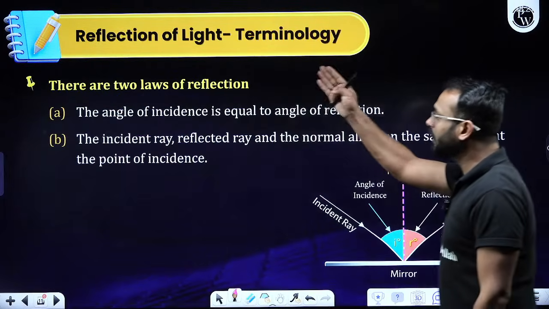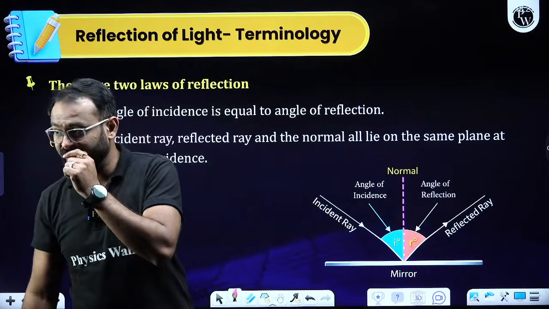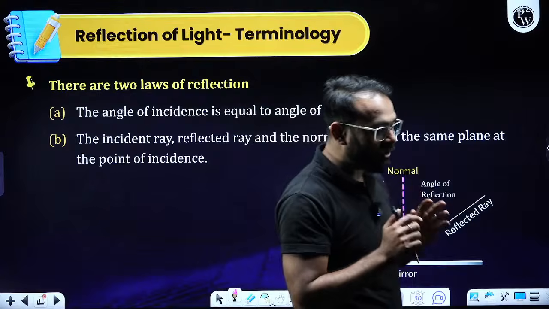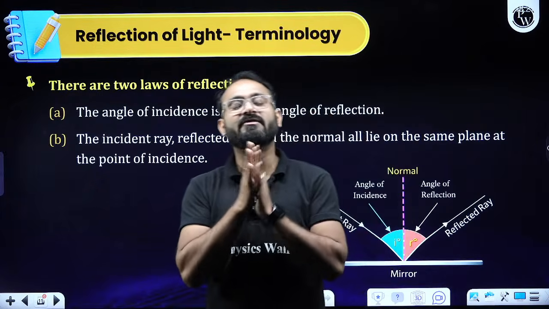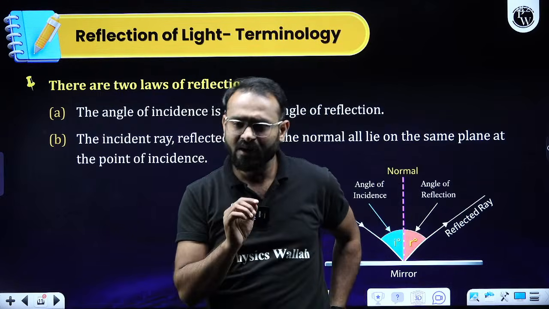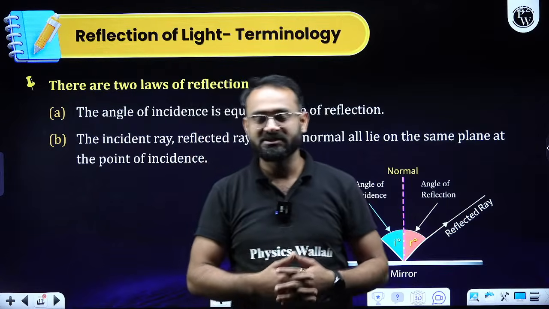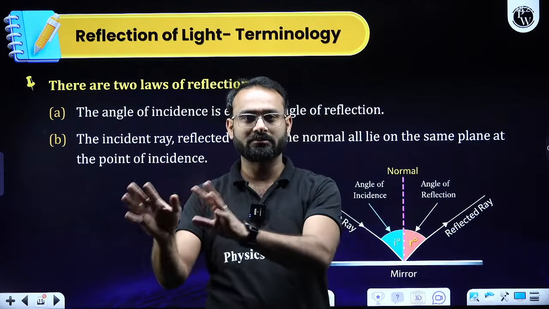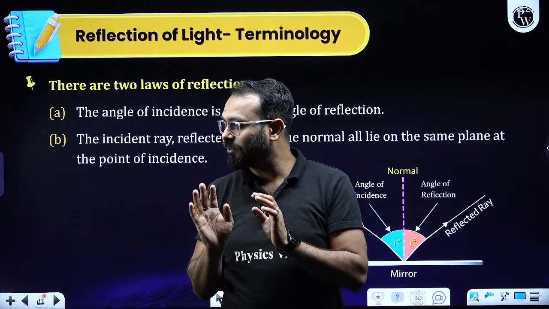Moving ahead. There are two laws of reflection. We are talking about the laws of reflection. I could see one of the students, Vedansh, already wrote that angle I is equal to angle R. Let me take an example. When you are going with your parents, maybe in your car or scooter, not truck, not bus right now.